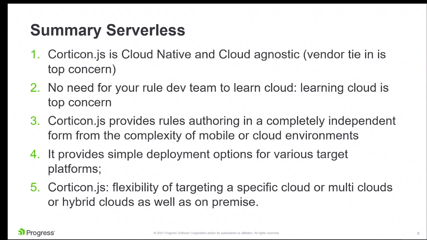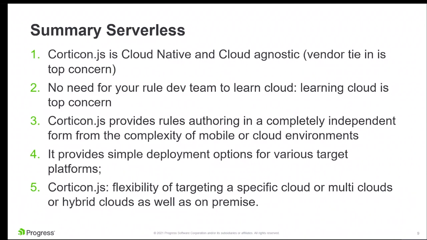So the point here is to show that essentially whether it's GCP, Azure, or AWS, Corticon is cloud native and cloud agnostic. And that's important. A lot of customers are reporting to us that vendor tie-in is one of the top concerns. So having the flexibility to develop your rules, your business logic in a tool that is cloud agnostic is valuable to be able to move into any other cloud you want to support.